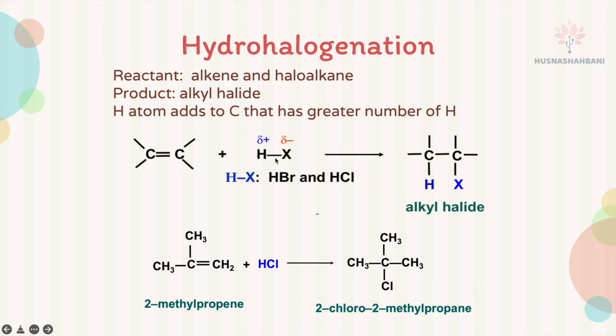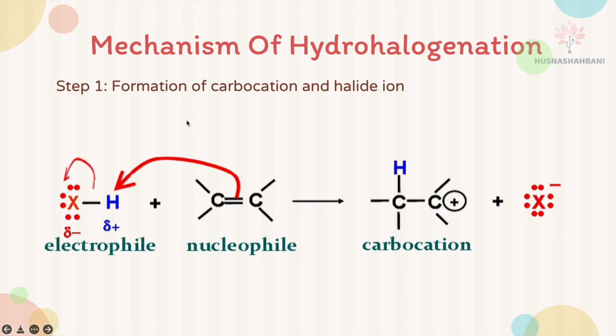So here in the example HX, X can be Br or Cl. The hydrogen will be attached to the carbon which has the higher number of hydrogens. This is the mechanism of hydrohalogenation.